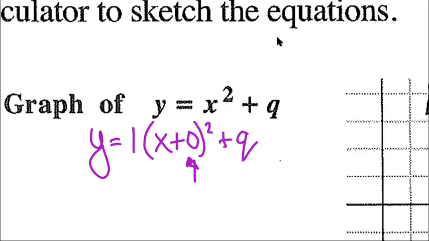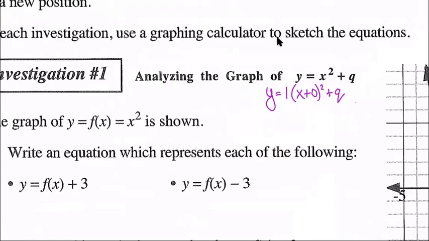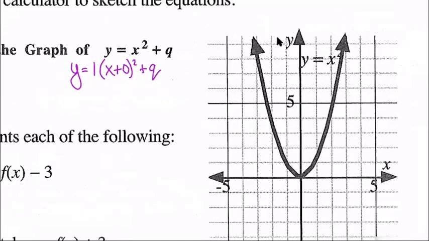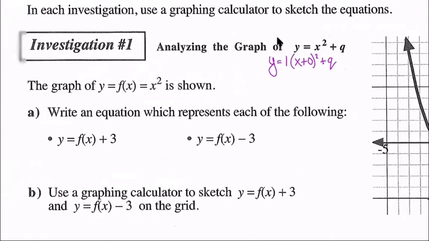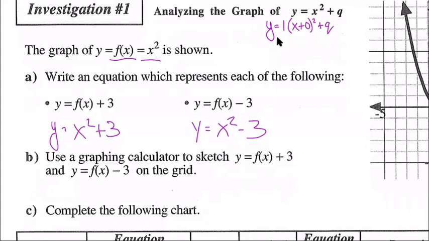So what happens when we change our graph a little bit? We take our Joe average parabola graph, which I believe is already graphed for us. There's our Joe average. And then we need to graph f of x plus 3 and f of x minus 3. But f of x is x squared. So this is really y is equal to x squared plus 3. This is y is equal to x squared minus 3.